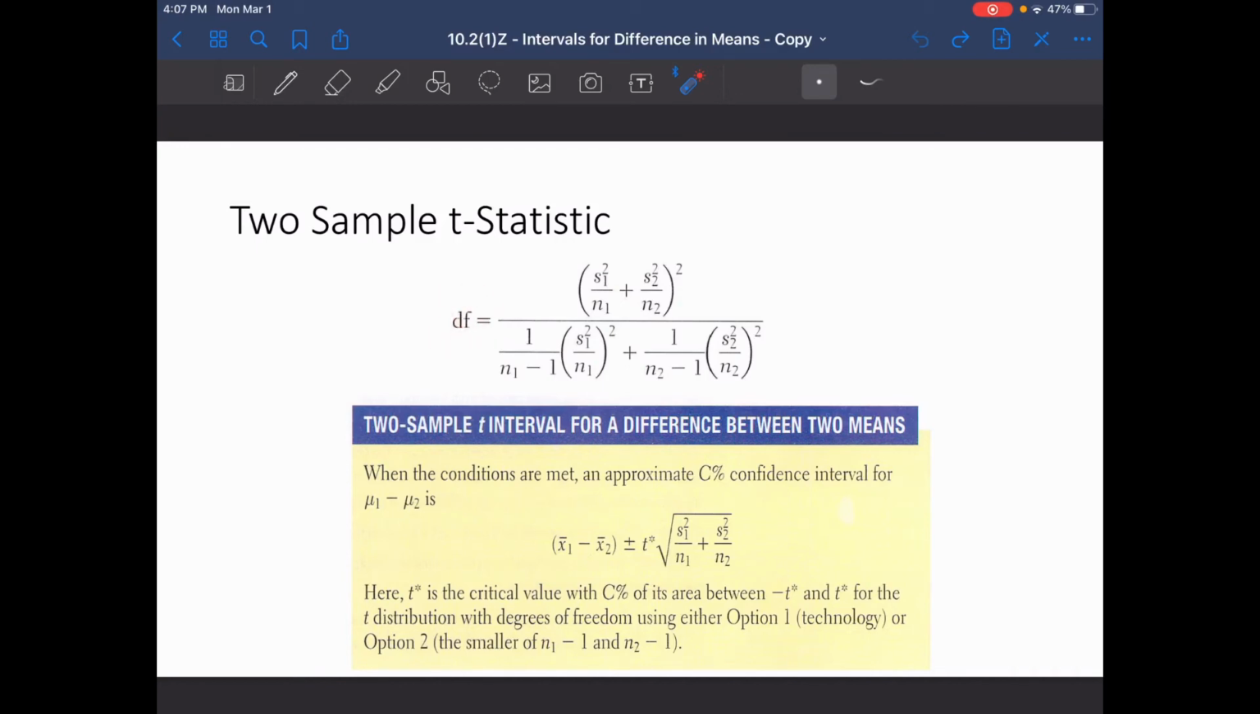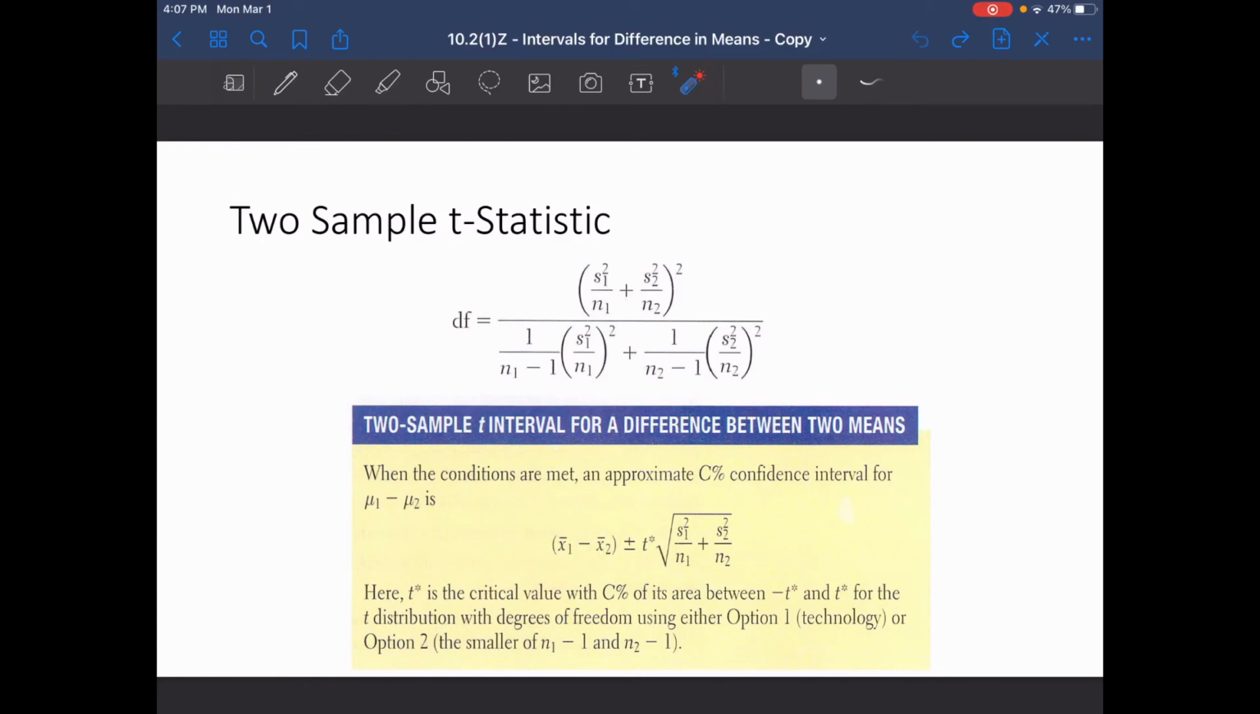So I will show you a way in just a second of how to find that on the calculator. But we need to know that a two-sample t interval for a difference between two means, when the conditions are met, gives an approximate confidence interval for mean 1 minus mean 2 that is represented by this formula right here.